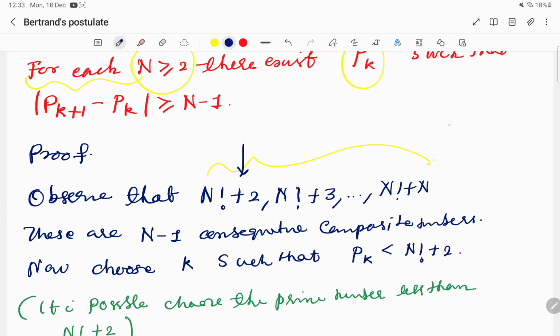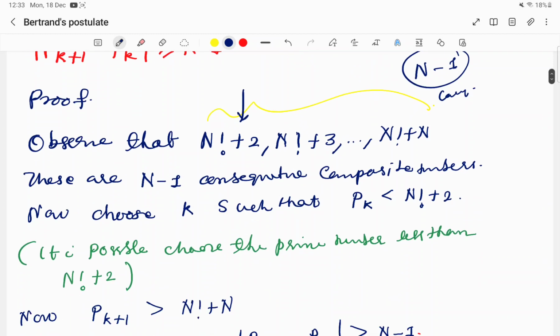We're starting from 2, right? So there are n minus 1 consecutive composite numbers. So this you can construct depending on n, right? For any natural number n, you can construct these numbers. So now how do you get the prime pair? That's very easy. You choose a prime less than this n factorial plus 2.